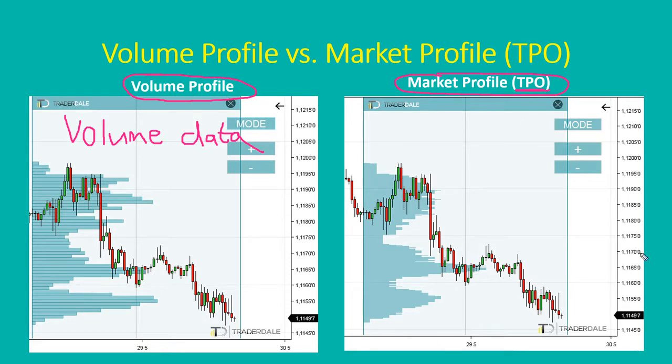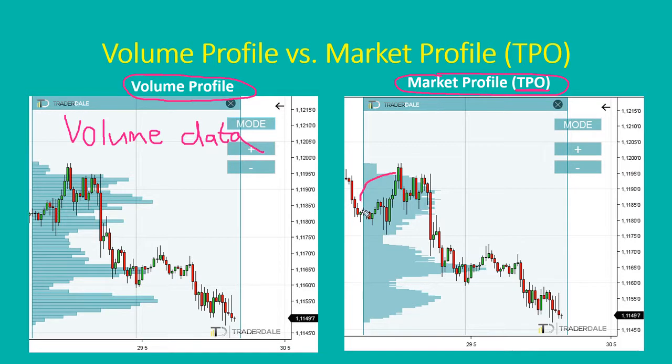then for calculation of this profile, you don't use volume data. The only thing used for calculation of this is the price and time. And the basic logic behind the TPO calculation is that the longer the price stays at some price level, then the TPO calculation expects that a lot of volumes were traded there.